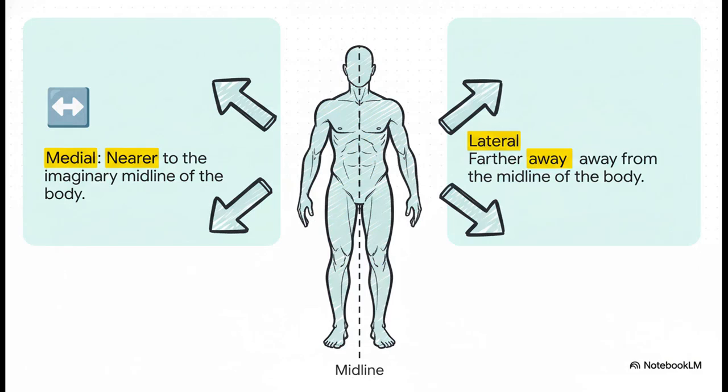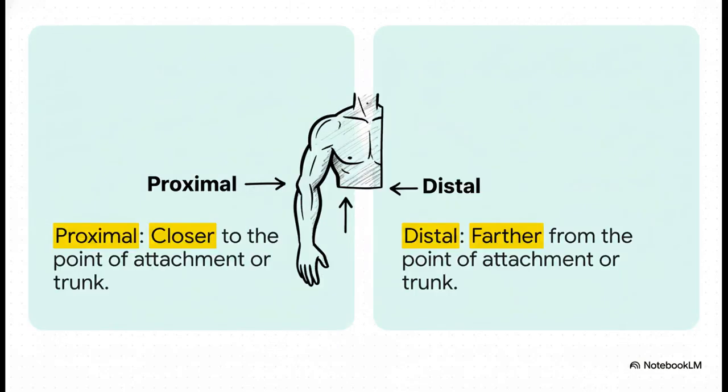Now, what if we're moving from the center outwards? Medial means it's nearer to the body's midline. Lateral means it's farther away from that center line. A great example is your nose is medial to your ears. Our limbs get their own special set of directions. Proximal means closer to the point where the limb attaches to the body, and distal means farther away from that point. So your elbow is proximal to your wrist, but your fingers are distal to your wrist.